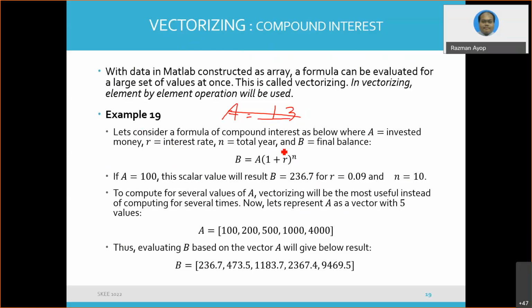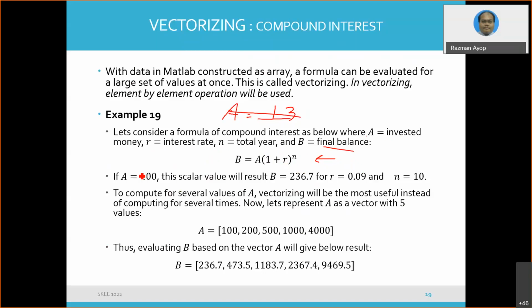Let's say A is the invested money, R is the interest rate, as a percentage, N is the total number of years, the time, and B is the final balance. This is just a standard economics formula. You don't need to worry about the equation. We don't learn about economics, but we will use examples from other fields.